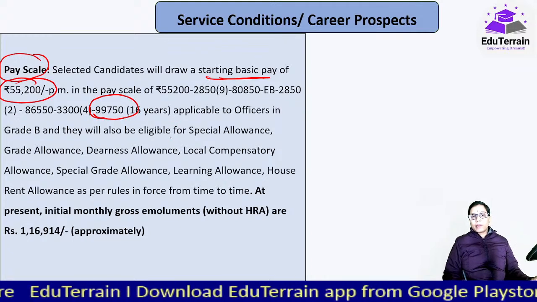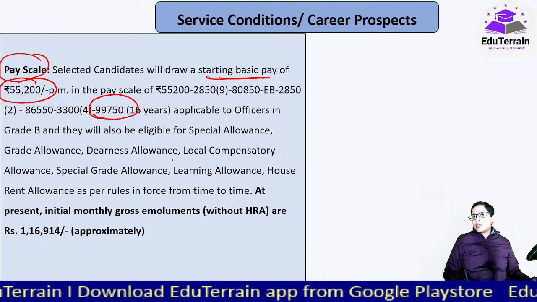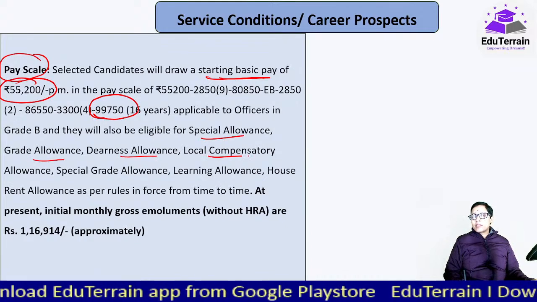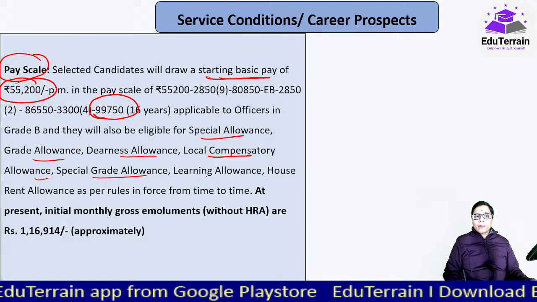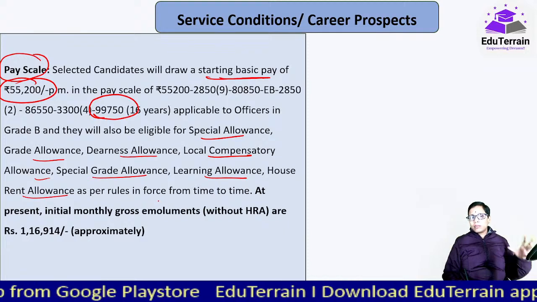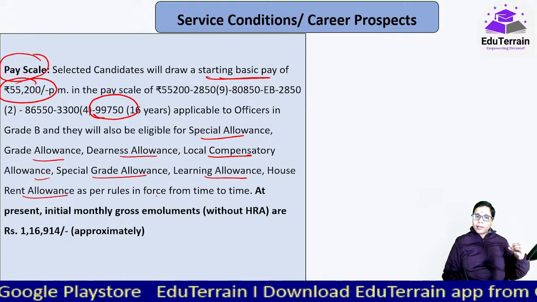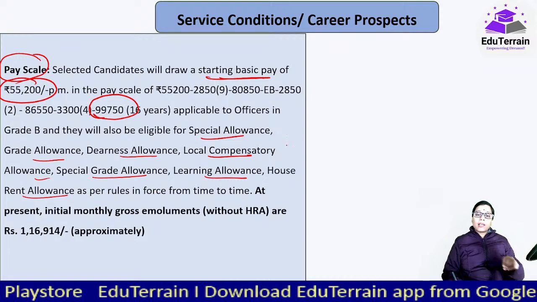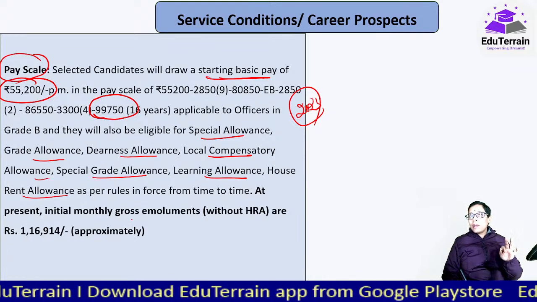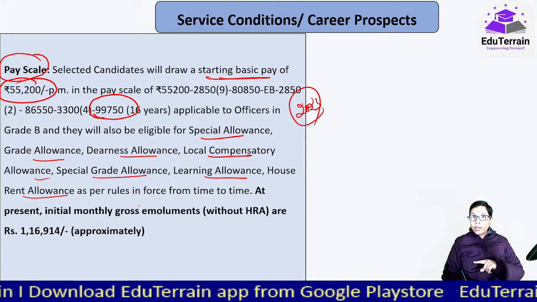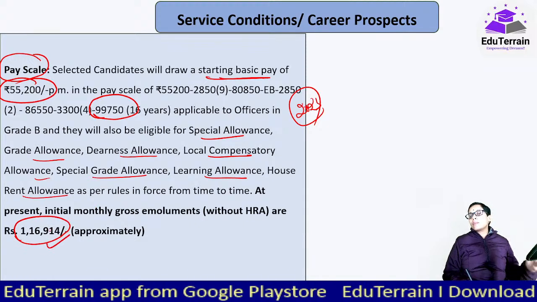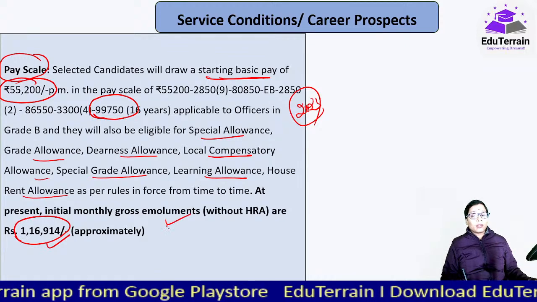It will stop there. Along with that, various allowances are provided to you, like special allowance, grade allowance, dearness allowance, local compensatory allowance, special grade allowance, learning allowance, house rent allowance, as per the mentioned criteria. And at present, I have taken it from last year's 2023 notification, at that time the initial monthly gross emoluments without HRA, house rent allowance, is 1.16 lakhs, 914, meaning roughly 1.17 lakhs, without HRA.